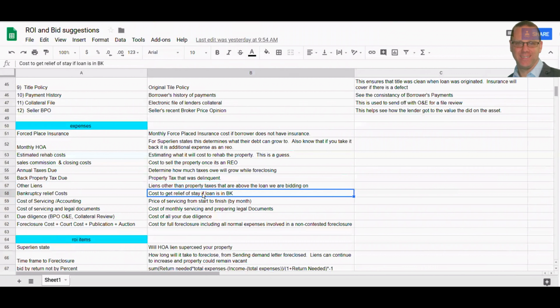Bankruptcy relief costs. How much it costs if the borrower stops in bankruptcy to file a relief of stay if the trustee does not. Servicing costs. Obviously, if it's a non-performing loan, you're only paying a monthly fee for them to service your loan until you actually finish the foreclosure. The cost of the legal documents and the cost of sending letters and whatnot. You have to make sure you calculate that as well. Due diligence, BPO, O&E, collateral file.